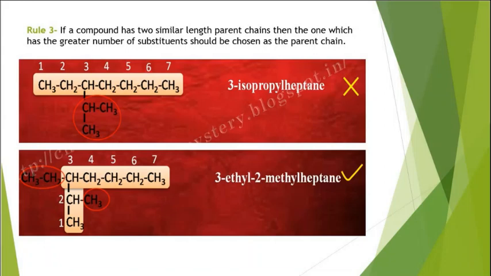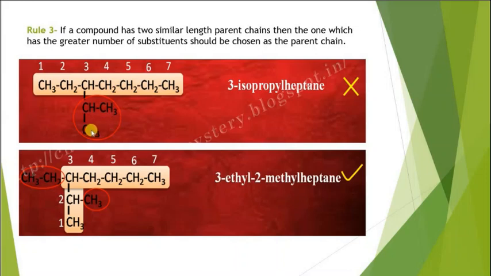In the first example, one of the chains has 7 carbon atoms. But if we choose another chain, you can see 1, 2, 3, 4, 5, 6 and 7. At position number 3, there is an alkyl group attached which is called isopropyl. So this compound can be named as 3-isopropyl heptane. 3 is the position of the isopropyl group.